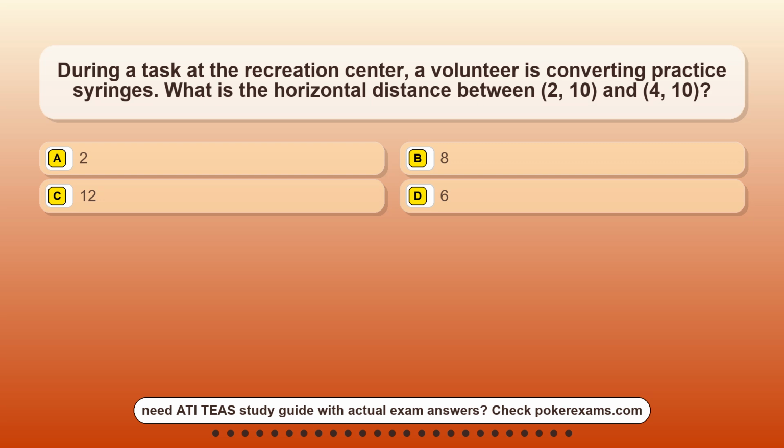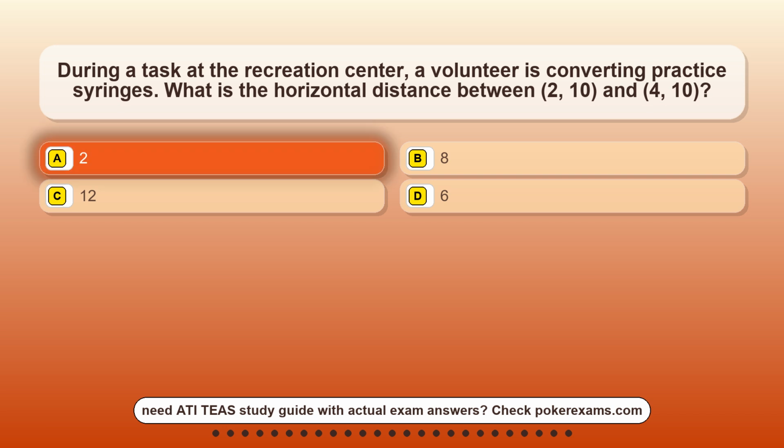Question 1. During a task at the recreation center, a volunteer is converting practice syringes. What is the horizontal distance between (2, 10) and (4, 10)? Option A, 2. Option B, 8. Option C, 12. Option D, 6. The correct answer is option A, 2.